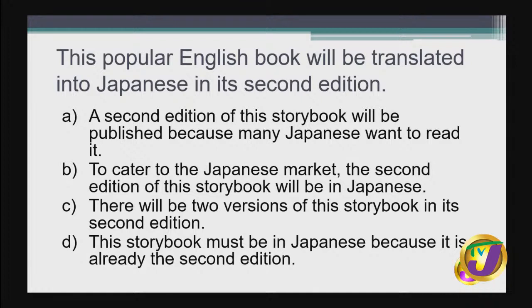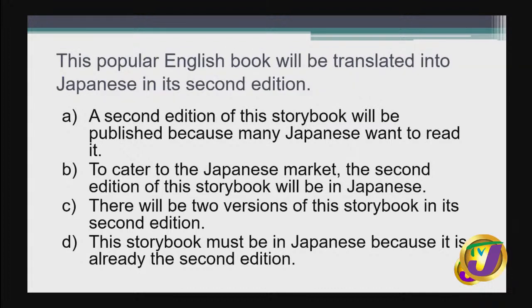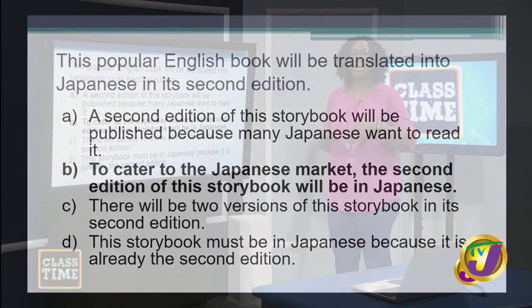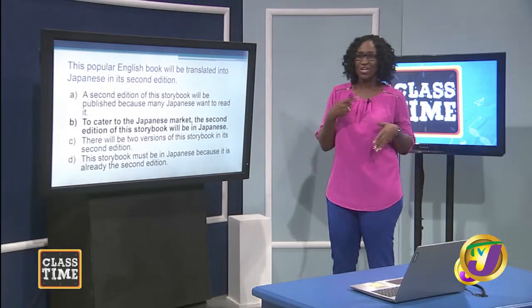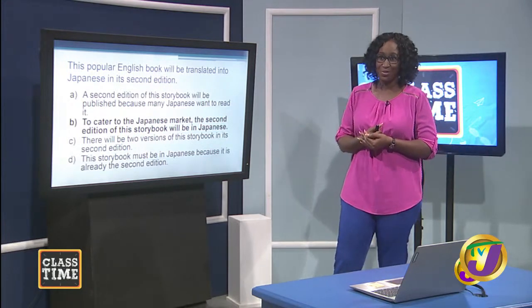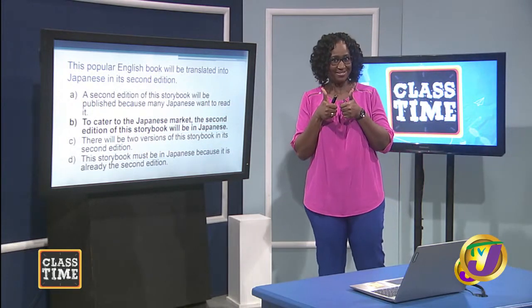Did you get this answer? To cater to the Japanese market, the second edition of this storybook will be in Japanese. So the whole idea is that the Japanese want this book. It's very popular, but of course it's not in Japanese. So they have to put it in Japanese in order to get to that market. So I hope you got that one right.